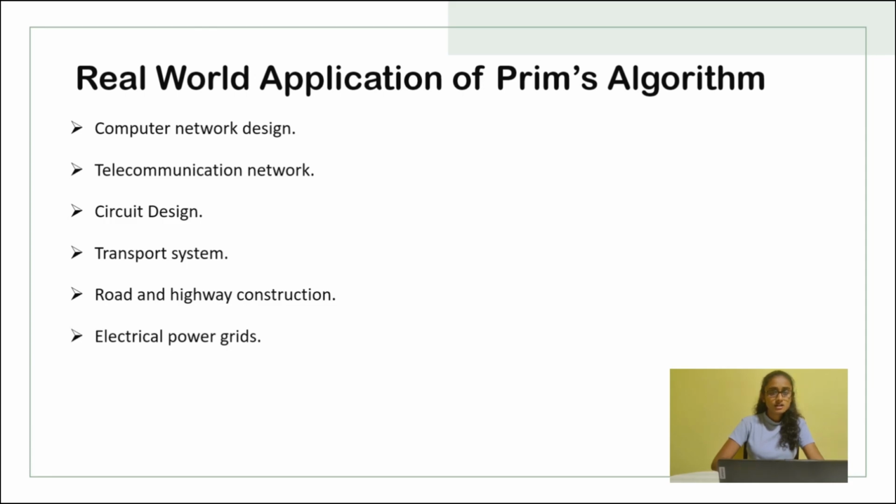Next one, transportation system. Optimized railway or metro track layouts. Fifth one, road and highway construction. Helps plan roads connecting cities with minimal construction cost. Next one, electrical power grids, used to connect power stations and substations efficiently.